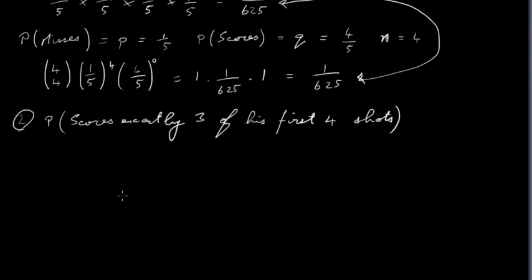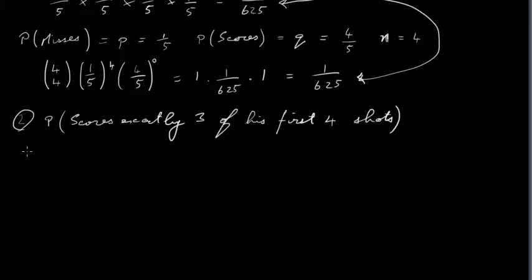So this time we want him to score. In the first question, we wanted him to miss, so missing was a success. In this case, we want the probability that he scores exactly 3. So success in this case is going to be that he actually scores. So let's have a look at what we need to do here.